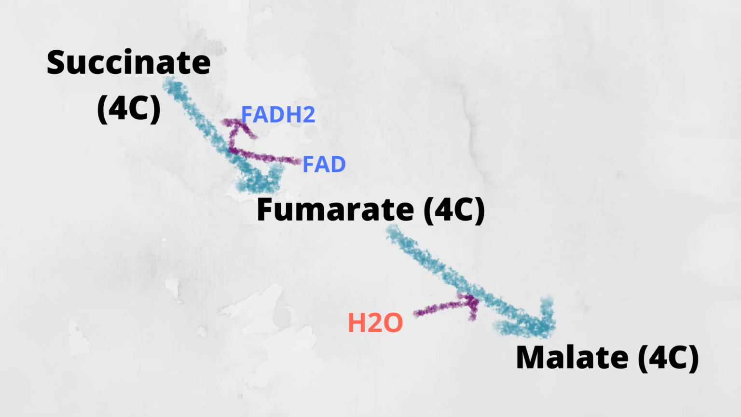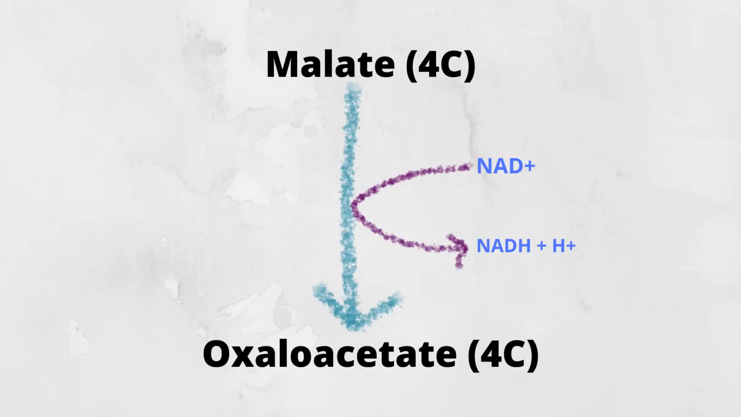Succinate is oxidized to fumarate. Hydrogens are transferred to FAD. FAD is reduced to FADH2. Fumarate reacts with water to form malate. Malate is oxidized to oxaloacetate. Hydrogen is transferred to NAD+. NAD+ is reduced to NADH.